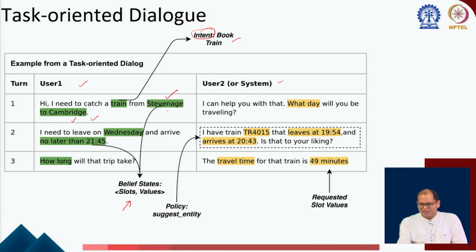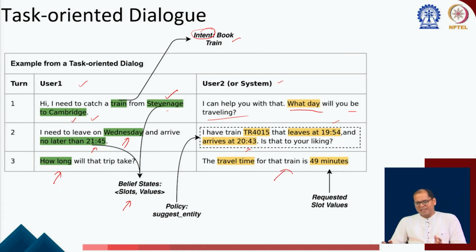So the system can ask what day will you be traveling, right. And then the user is supposed to provide the answer, that is, I need to leave on Wednesday and arrive no later than 21:45. And then the system can return with a particular recommendation: I have a particular train that arrives as per your constraints, and should I go ahead with the booking. And then the user may further ask how long will the trip take, and then the system responds to that, right.